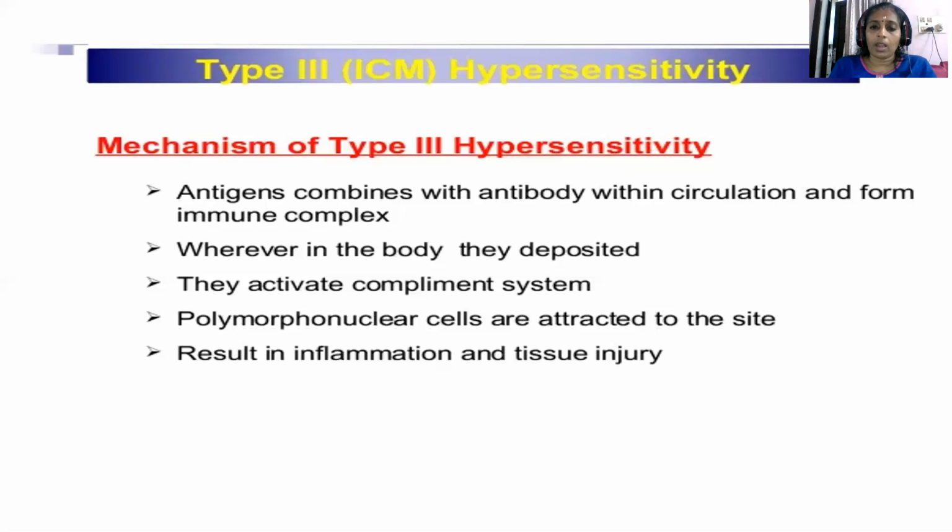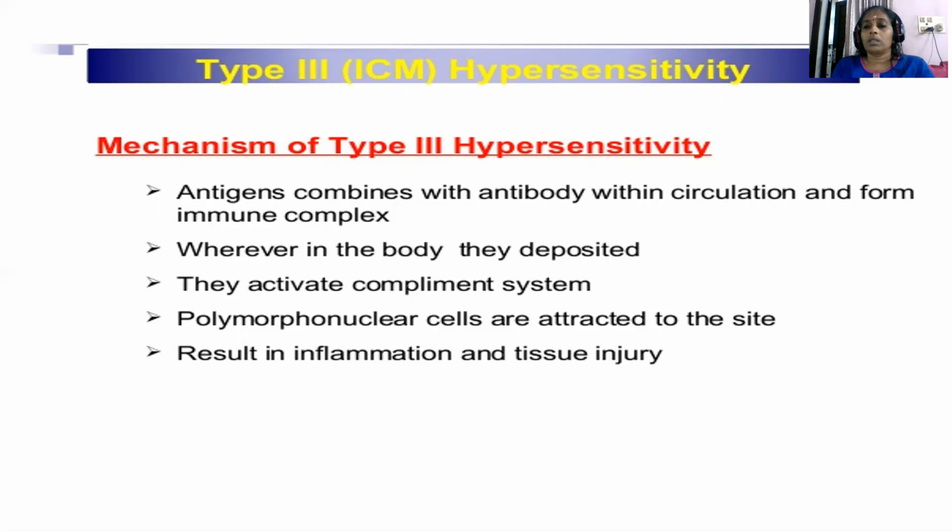These immune complexes get deposited in various parts of our body. Once they get deposited, as we know, antigen antibody complexes can activate the complement system. This activation of complement results in the attraction of polymorphonuclear cells to that site, which results in inflammation and tissue injury.